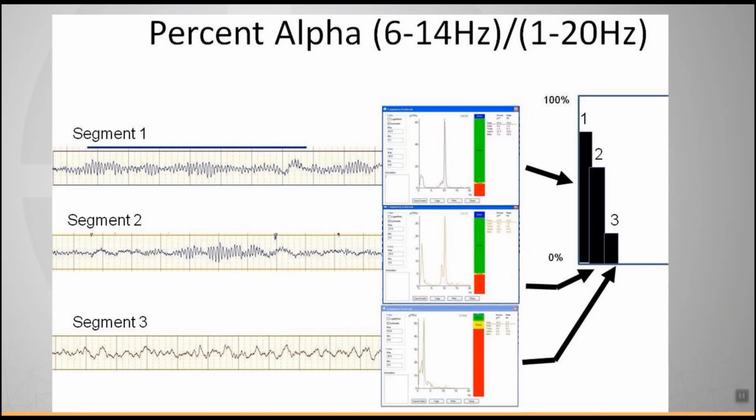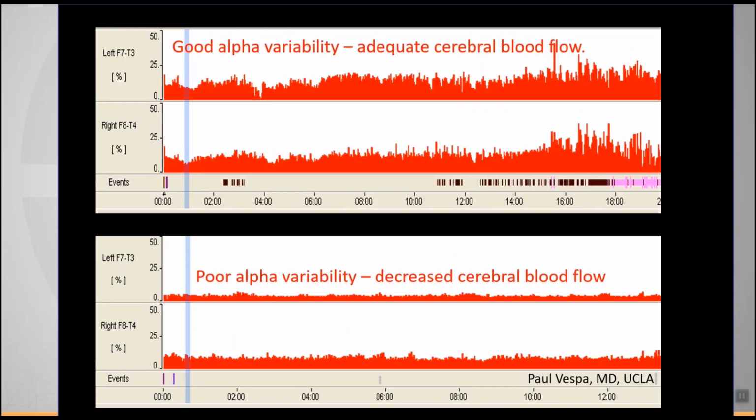The percent alpha trend, or the alpha variability trend, looks at an overlapping frequency, 6 to 14 hertz, as the alpha, and 1 to 20 hertz as the denominator. What Paul Vespa found is good alpha variability correlated with good cerebral blood flow, whereas poor alpha variability correlated with decreased cerebral blood flow. So what we are doing is comparing the alpha range activity to the entire range of other frequencies from 1 to 20 hertz. The measure that we're looking for here is not just a matter of the presence or absence of alpha, but whether it's variable. So it's partly objective, partly subjective.